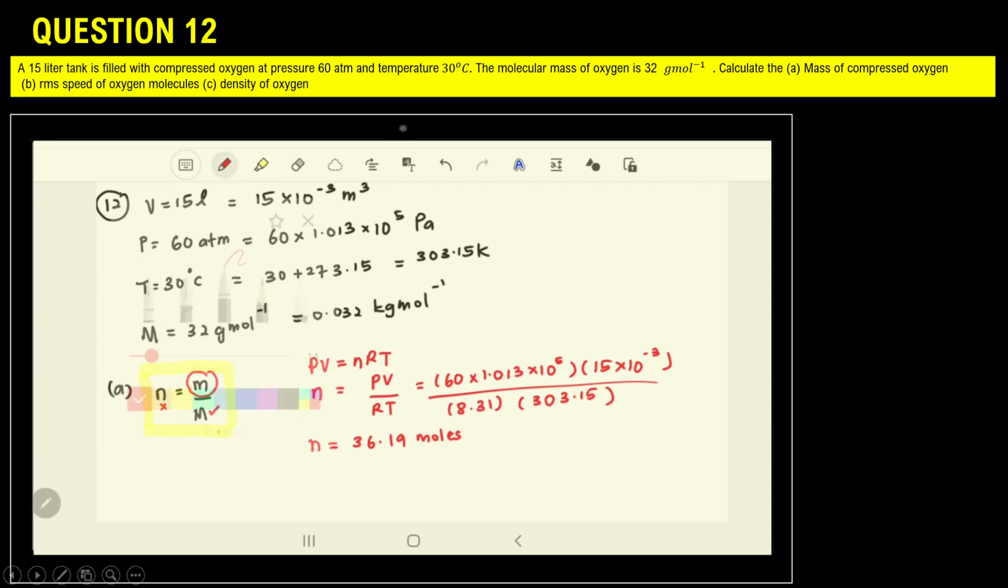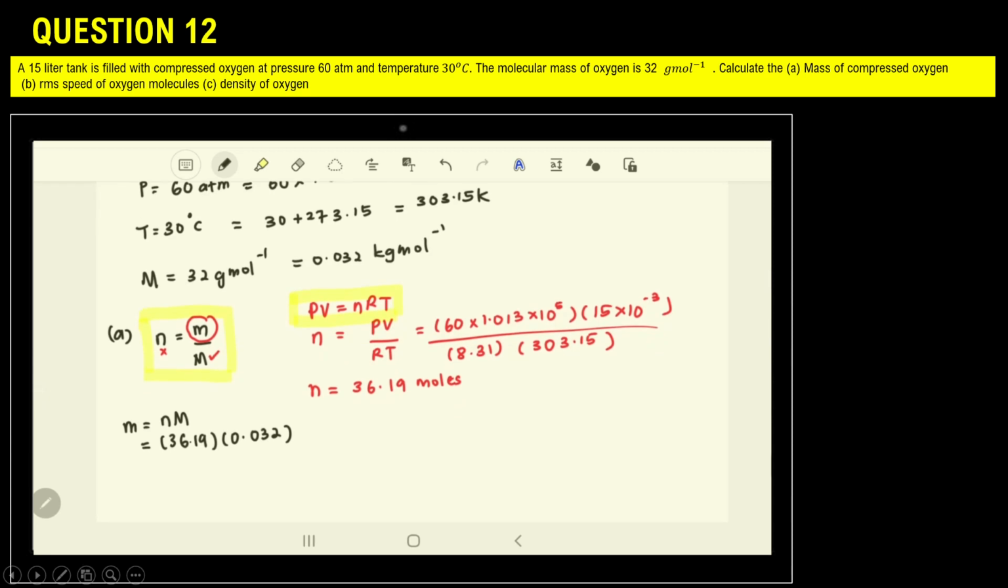Okay, so now we can find the mass of compressed oxygen. So m is equal to n times the molar mass. Okay, so I will highlight the equation. So it's equal to 36.19 and the molar mass must be in kg, so 0.032. Okay, therefore m is equal to 1.16 kg.